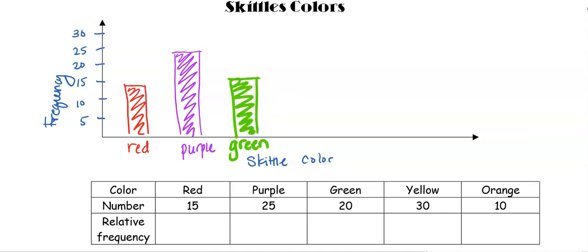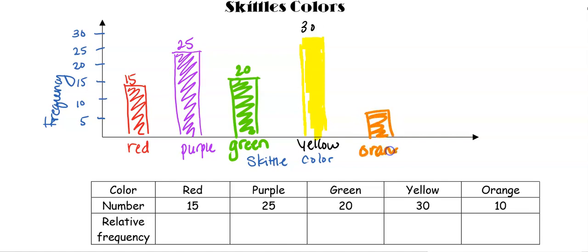If you're ever not quite sure and you want to do some extra, just write the number on top of it so you can be clear about what the number is supposed to represent. We've got yellow is going all the way up to 30. And then orange, we only have 10. And that's as easy as a bar graph is. Again, the x-axis, you want to make sure that you label everything, give it a title. The title was provided for you already, Skittle colors. The x-axis we label with whatever category we have. And on the left here we have frequency.